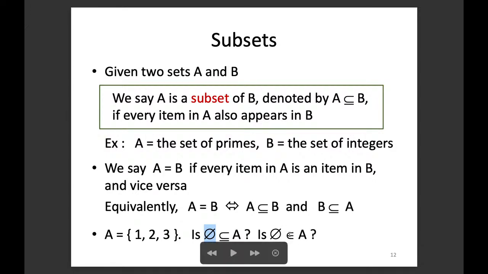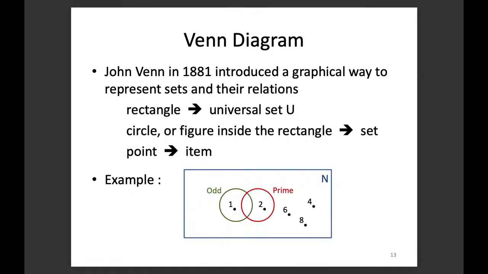But on the other hand, is the empty set an element of A? This time it is no, because A contains only 3 elements, 1, 2, 3. None of them looks like this one, so this is not an element. So this question serves two purposes. One is we want to emphasize that the empty set by default is a subset of any set, and the other is that the elements notation should not be confused with the subset notation.